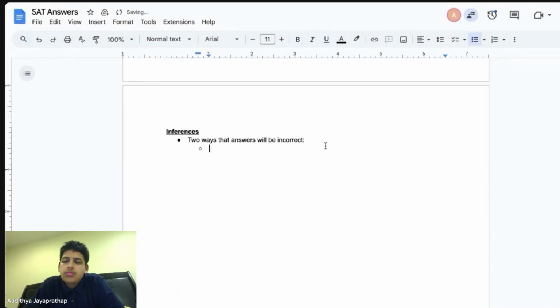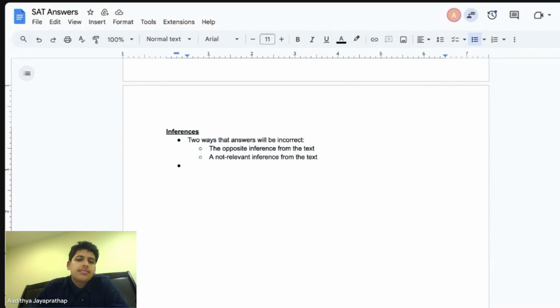So one way is that they draw the opposite inference from the text, or they draw a not relevant one. You can be wrong because you're talking about the right stuff, but you mixed it up. So that was B, right? B was an example of that, where the paragraph was about bands and individuals, but they drew the opposite thing that you were supposed to. That's the easier way that something can be wrong.